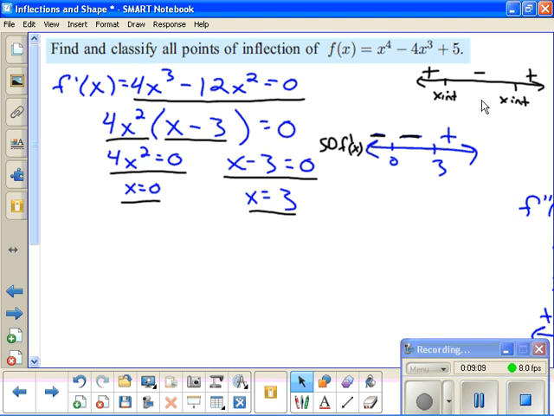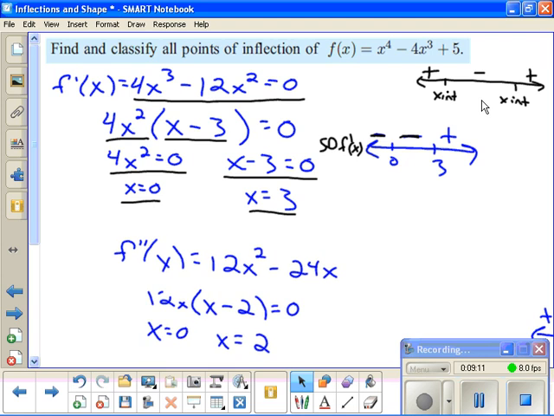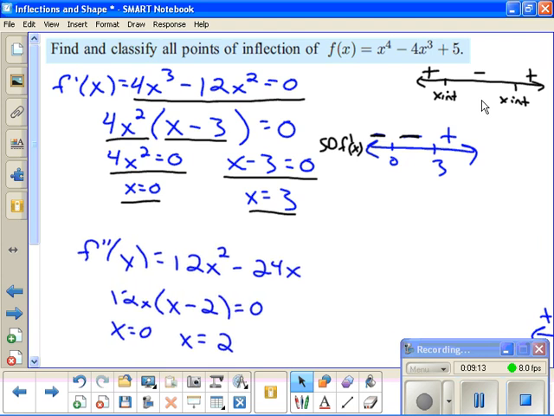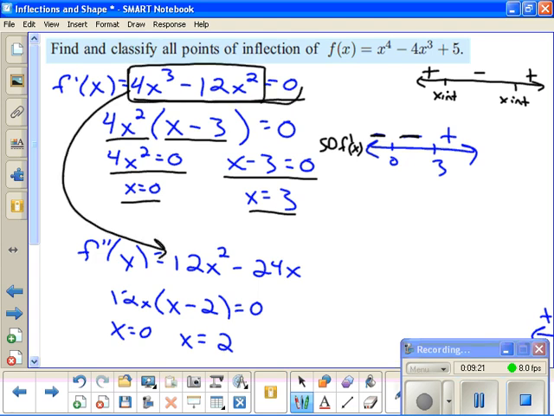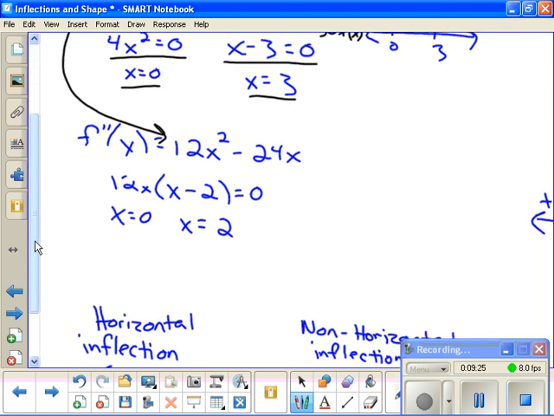Well, let's just check something. Let's go a little bit further. Let's find the second derivative. So I take my first derivative, and I do the second derivative of that. 4 times 3 is 12x squared minus 24x. Let's factor out the common part, which we did here. Set them both equal to 0.